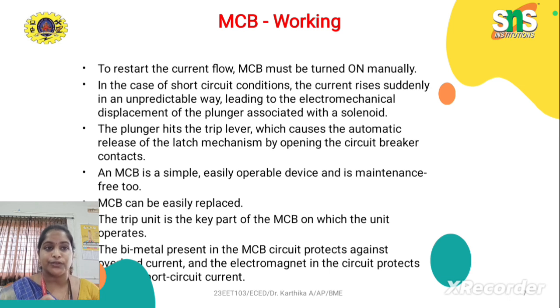In case of short circuit conditions, if the current rises suddenly, the electromechanical displacement of a plunger associated with the solenoid happens. The plunger hits the trip lever, which causes automatic release of a latch mechanism. An MCB is a simple, easily operable device and it has free maintenance. It can be easily replaced, and it has a key part, the trip unit. The bimetallic strip present in the MCB protects against overload current, and the electromagnet in the circuit protects against short circuit current.